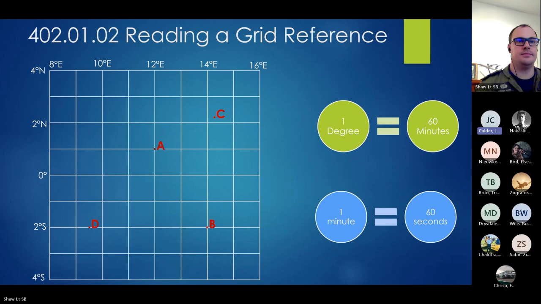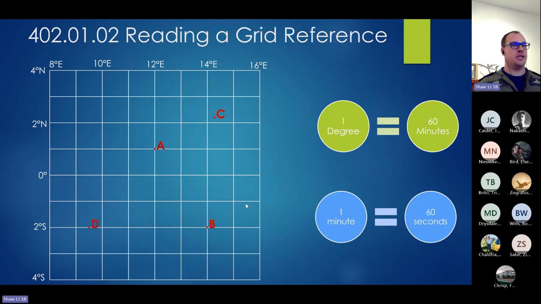2 degrees south, 9 degrees and 30 minutes east. Sure, yeah, I'd buy that. So we know it's 2 degrees south. It's right on the 2 line there for sure. And then it looks like it's about halfway between 9 and 10 degrees, right? So, which translates to 30 minutes. Remember, 1 degree is made up of 60 minutes, so that's about halfway. I'd buy that, absolutely. Yeah, great.